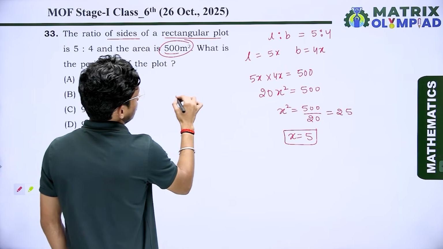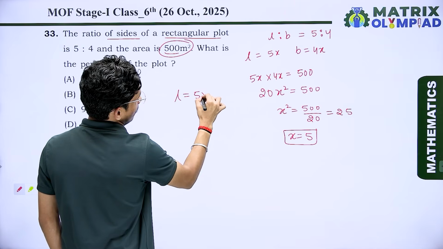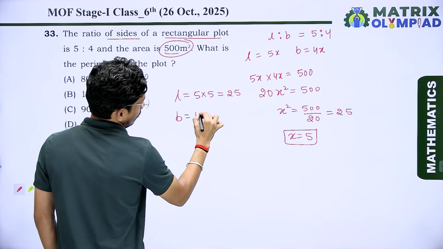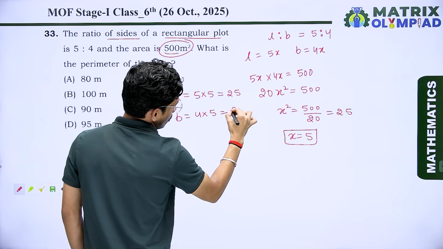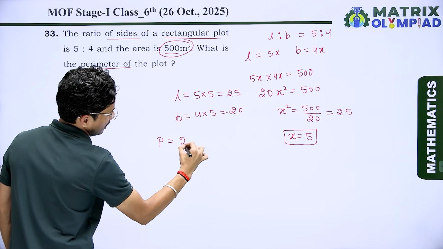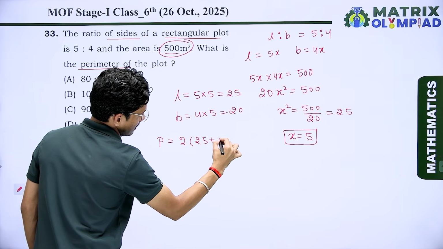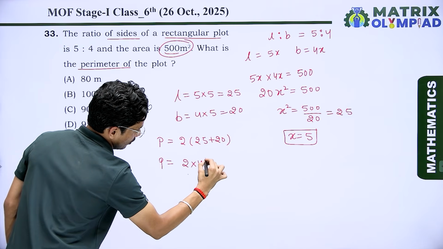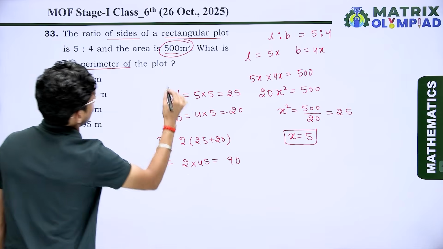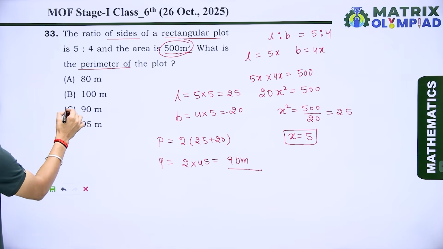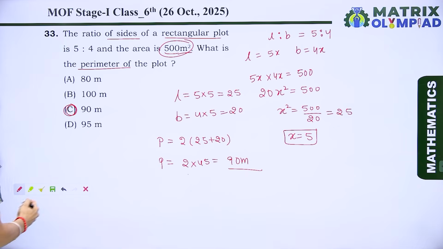So length is 5 multiplied by 5, that is 25. Breadth is 4 multiplied by 5, that is 20. Now we have to find the perimeter. We know perimeter is 2 bracket length plus breadth. So perimeter is 2 multiplied by 45, that is 90, and the unit we take is meter. So 90 meter is the perimeter. It means option number C is the correct answer over here.